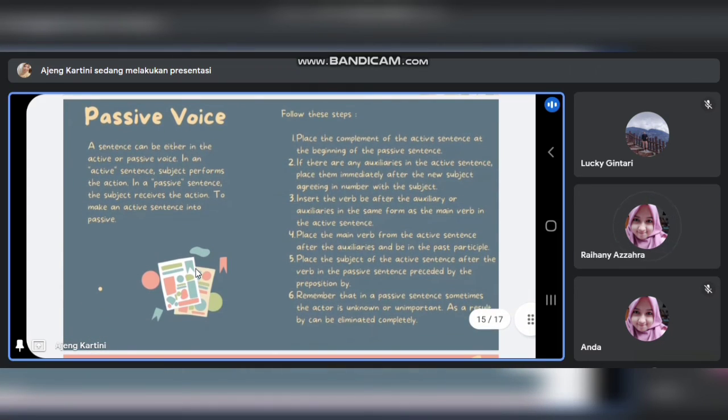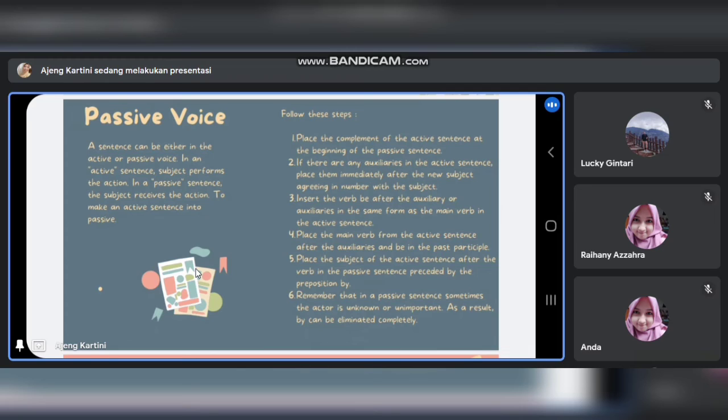Okay, thank you. I will explain about passive voice. A sentence can be either in the active or passive voice. In an active sentence, the subject performs the action. In a passive sentence, the subject receives the action. The passive voice is used when we want to emphasize the action, the verb, and the object of a sentence rather than the subject. This means that the subject is either less important than the action itself, or that we don't know who or what the subject is.